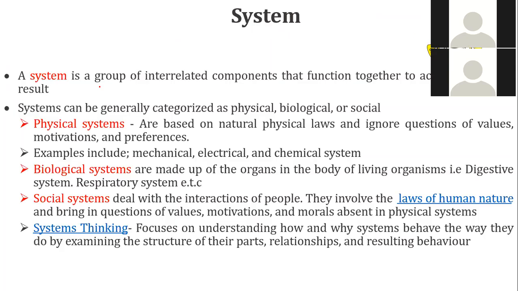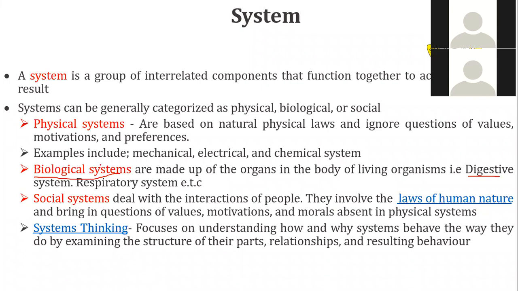Now, we've had this before, and we've seen systems of different kinds. We already know that a system is basically a group of interrelated components that function together. So we already know that. Some of the systems we already know are biological systems. We have the digestive system, which starts from the mouth, where you put food in, and goes to where you take it out. You have the respiratory system, which starts from the nose and onwards.